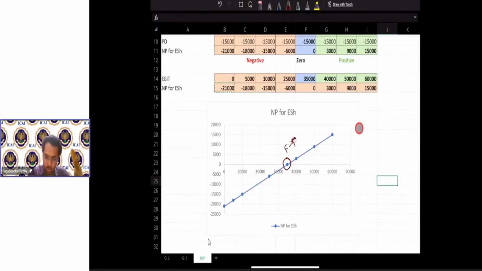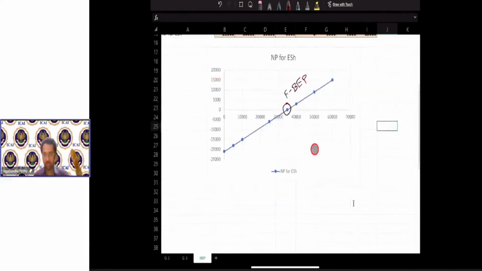or it is the level of EBIT where you find your EPS or net profit for equity shareholders to be 0. Before this, it's in the negative zone, and after this, it's going into the positive zone. Right? I hope you're able to understand it in a better sense.